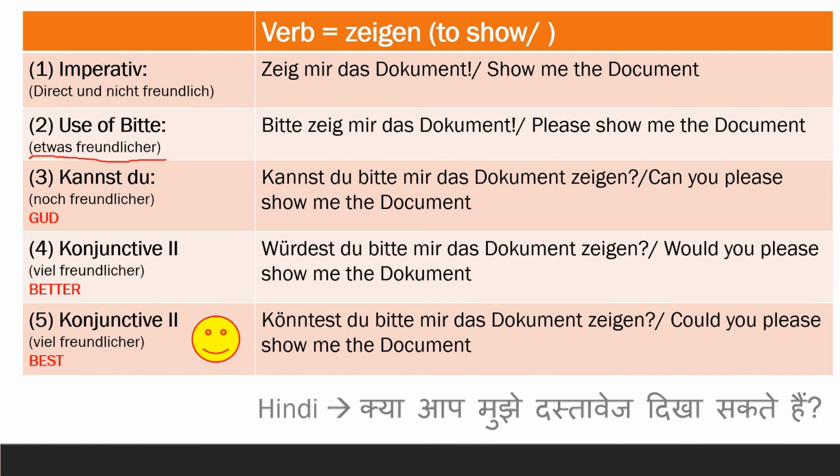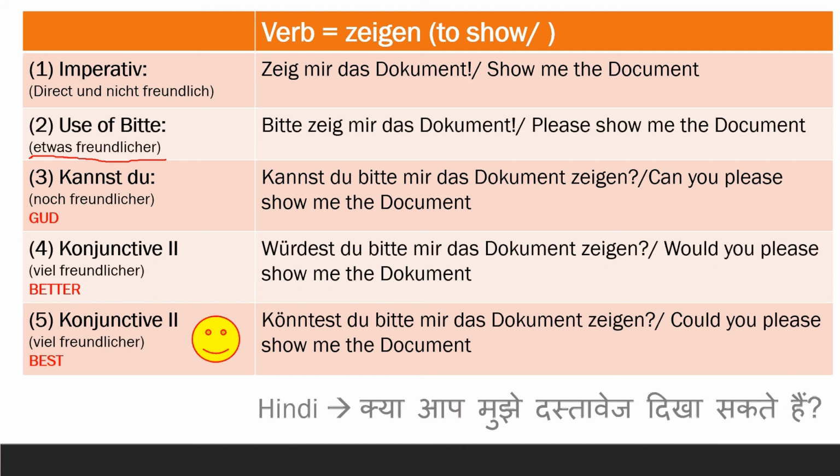So this is a case that we have to study, and keep in mind that anytime you have to request somebody, you should use Konjunktiv II, because this is considered the most polite form of asking or requesting someone. So here we are having Konjunktiv II and the sentence will be, "Würdest du bitte mir das Dokument zeigen?" Would you please show me the document?